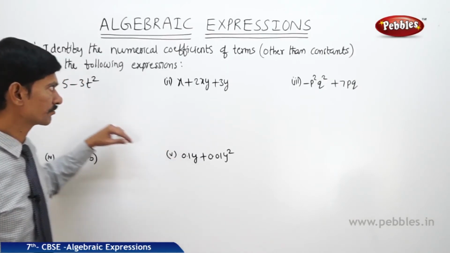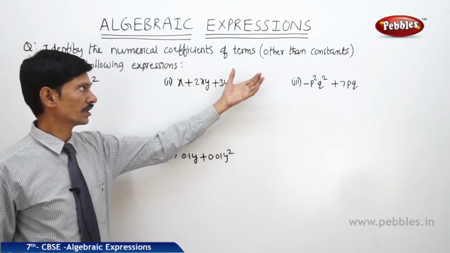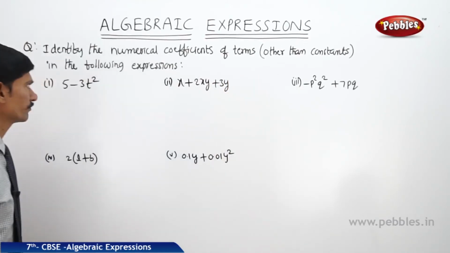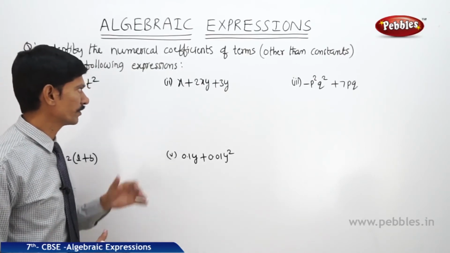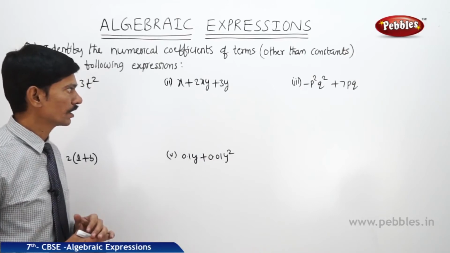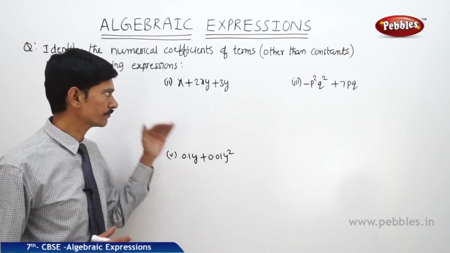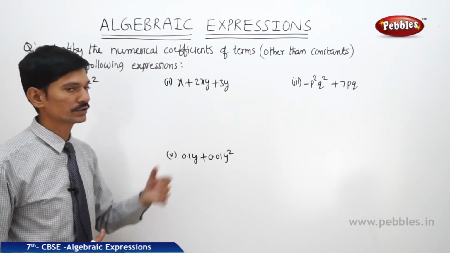Let us solve the next question. Identify the numerical coefficients of terms, meaning other than constants, in the following expressions. There are various terms in each algebraic expression. We should write the numerical coefficient of each term in the algebraic expressions, excepting the constant terms.